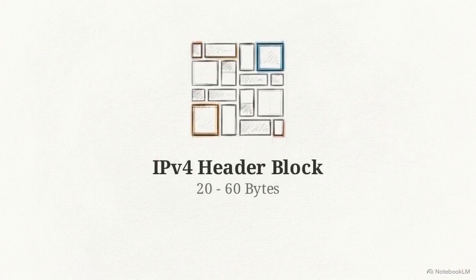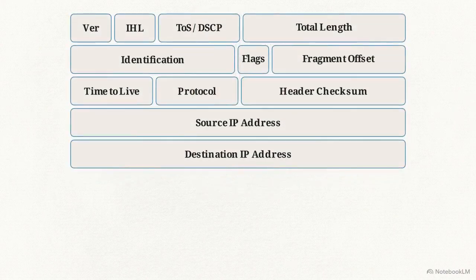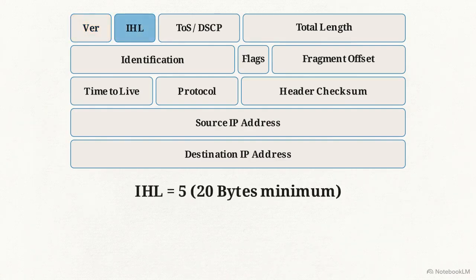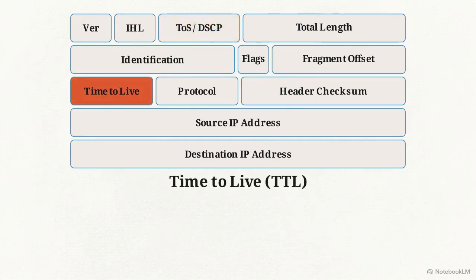This grid maps the IPv4 header block. Ranging from 20 to 60 bytes, it encapsulates every packet and acts as the protocol's operational engine, dictating routing, fragmentation, and lifespan. The first field is a 4-bit indicator identifying the protocol version as 4. Next to it, the Internet header length specifies the exact size of the header in 32-bit increments. The type of service field originally defined packet priority. Today, network engineers use this 8-bit block for differentiated services, allowing routers to prioritize time-sensitive traffic like voice-over IP.